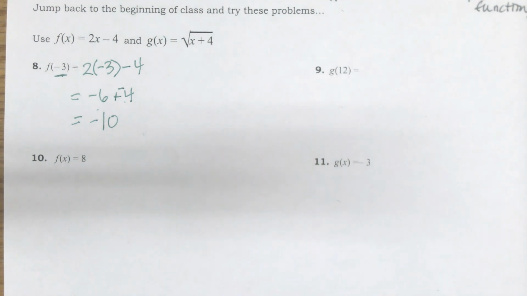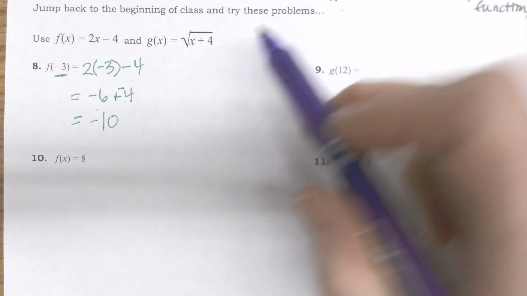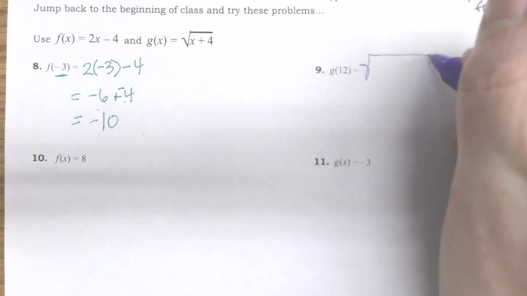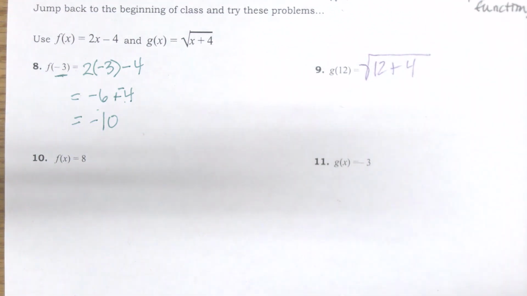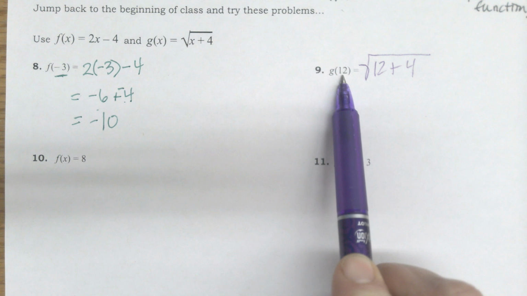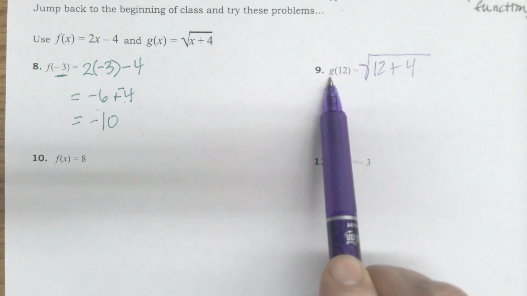What does g of 12 mean? 12 goes in, then you do the square root of that. This is the square root of 12 plus 4. Okay. How do I decide which one I'm going to put it in? How do I decide where the 12 goes? The letter in front tells us.